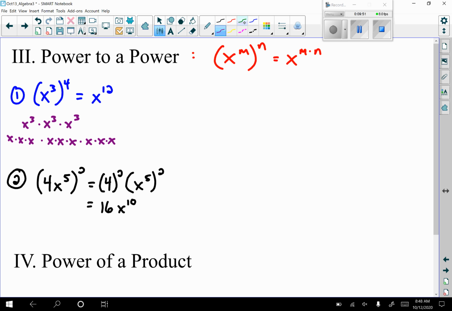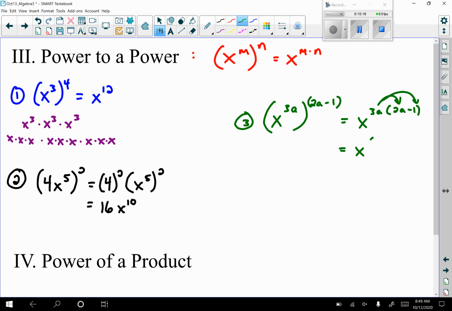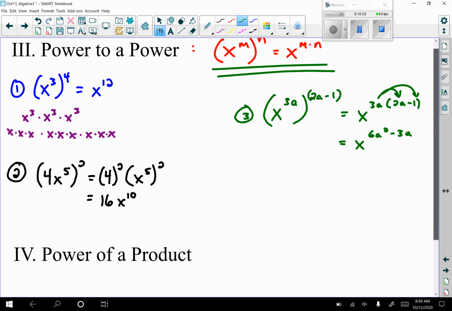And let's try one more. Let's say I have x to the 3a, and then raise that to the 2a minus 1. Now, because this exponent on the outside is a binomial, I want to put that in parentheses because now this becomes x to the 3a times 2a minus 1. And when I go to multiply, I just have to distribute. So it's going to look a little weird, but it's x to the 6a squared minus 3a. And all we're doing is just following the law that this problem presents.